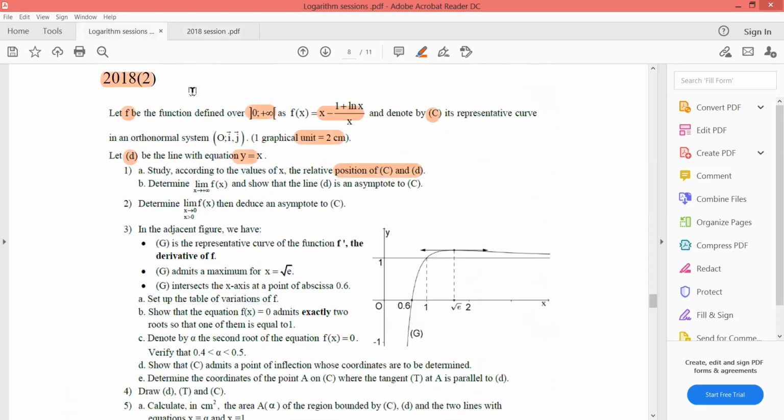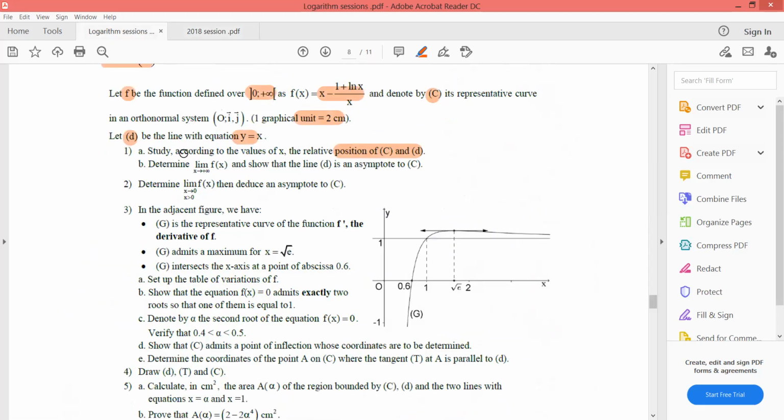We go to the second part. Determine the limit of f(x) as x tends to plus infinity, and show that the line D is an asymptote to C. So we have two steps. First, the limit of f(x) as x tends to plus infinity. How to calculate the limit as x tends to plus infinity?